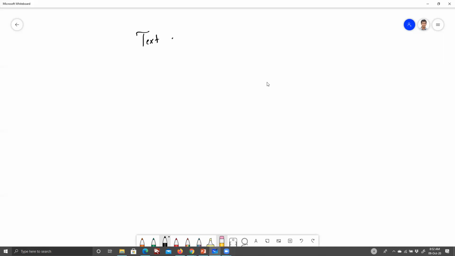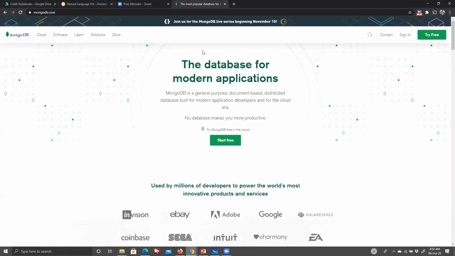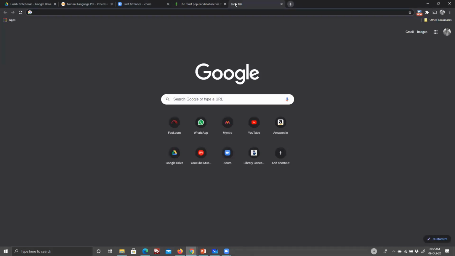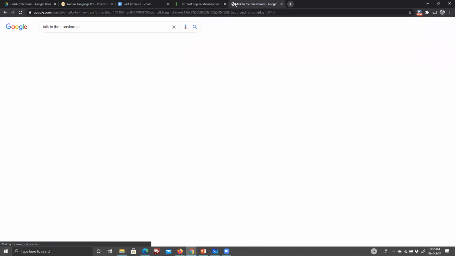Okay. So what I was trying to tell is text generation happens to be a very important use case. And you might have heard in news media about certain models developed by Google and some other companies, which actually happen to be, let's see if Talk to Transformer is still live or they have taken it down.